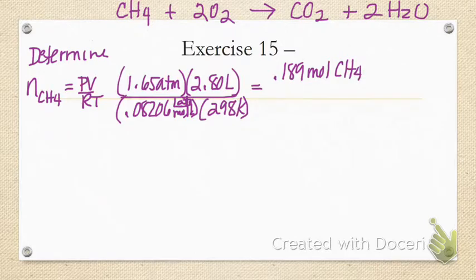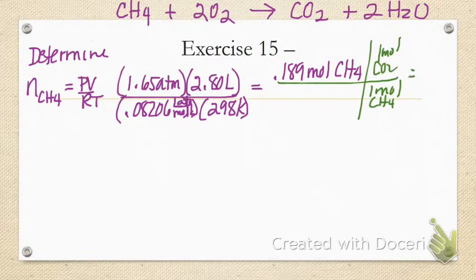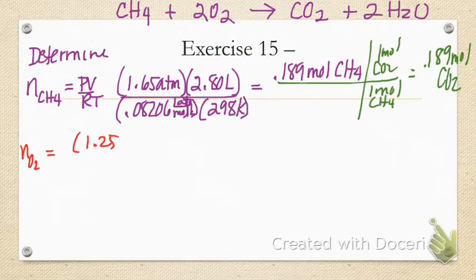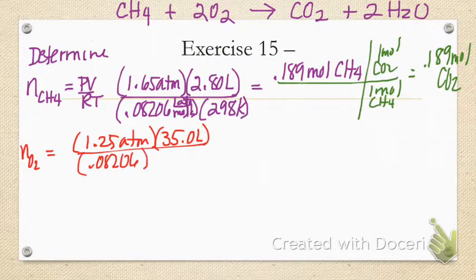And then I go look at my balanced equation. And it's a 1-to-1 ratio. 1 mole of CH4 gives me 1 mole of CO2. So I can form 0.189 moles of CO2. Now I'm going to do the same process, but I'm going to do it for oxygen using the parameters that they gave me. For oxygen, which would be 1.25 atmosphere, 35 liters, that's a lot, and then 0.08206 with our units, but I'm going to skip it because I'm trying to save time here, 304 K.